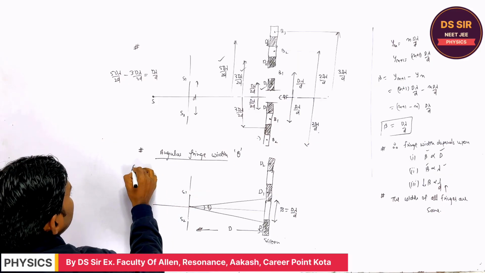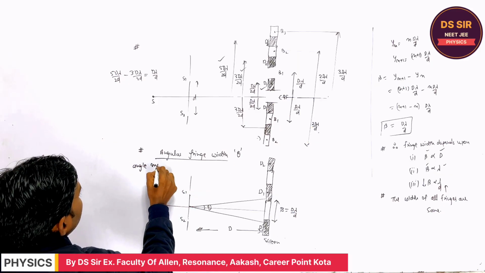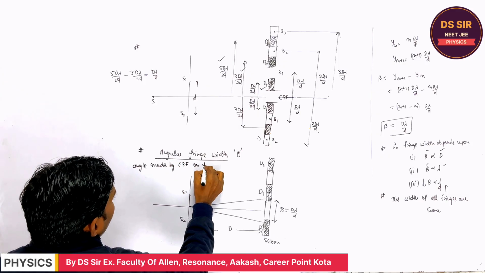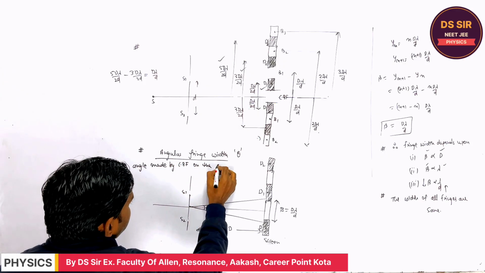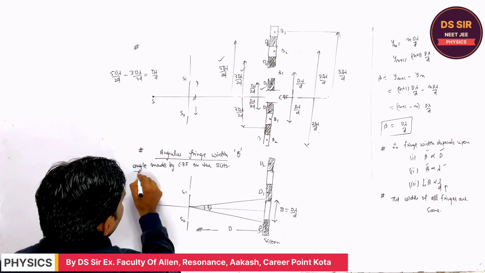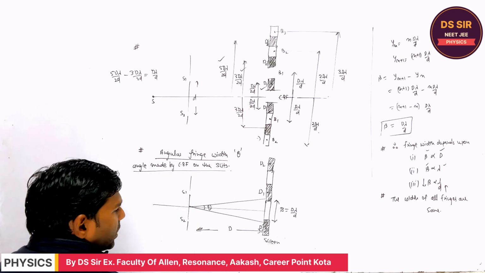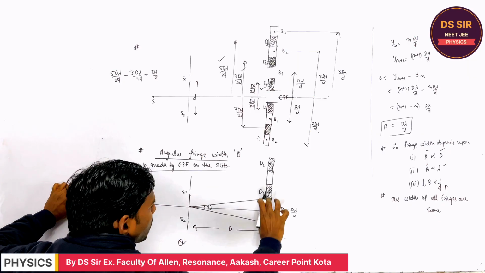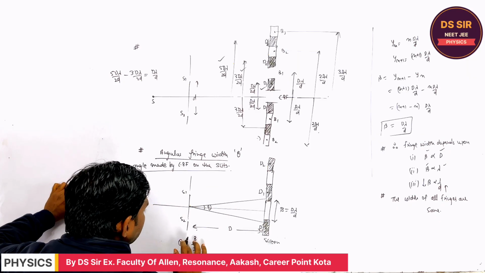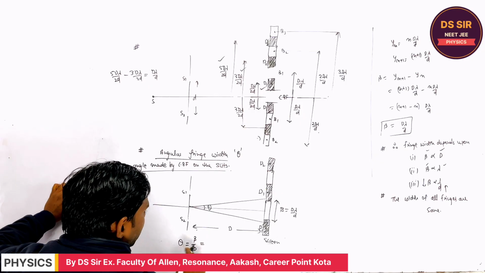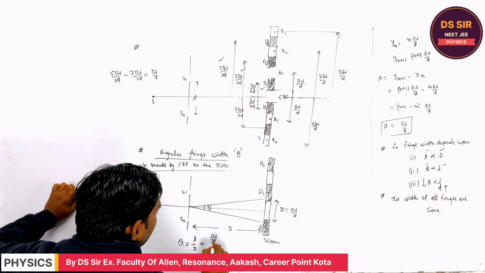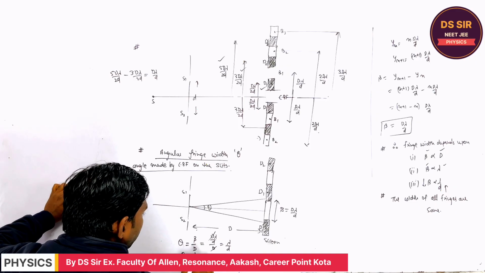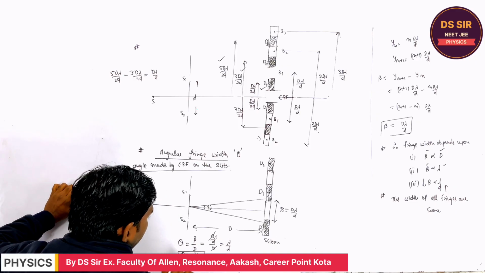I am writing the definition: the angle made by the CBF on the slits is called angular fringe width, theta. So how to find the angular fringe width? This angular theta is equal to beta upon d. What is beta? D lambda over d, upon d. So D and d will cancel out, and this angular fringe width is nothing but lambda by d.